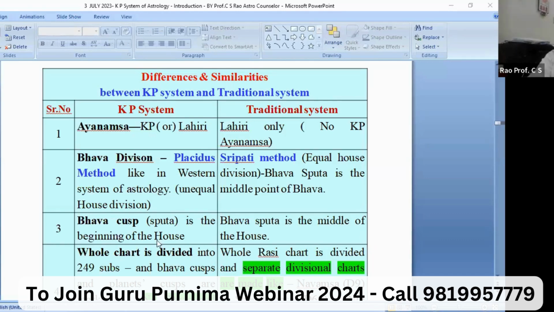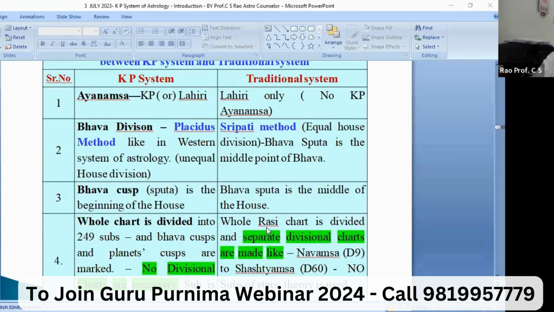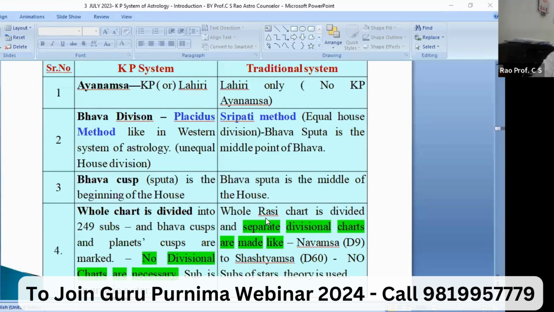Then Bhava Cusp is the beginning of the house. This I already told. Bhava Sputa or Bhava Cusp is the beginning of the house in the KP system, like in Western astrology also. In the traditional system, Bhava Sputa is the middle of the house, and there we discuss Bhava Arambha, Bhava Madhya, Bhava Antya. Here, Bhava Sputa is the beginning of the Bhava, and the next Bhava Sputa is the ending of the earlier Bhava and the beginning of the next Bhava.